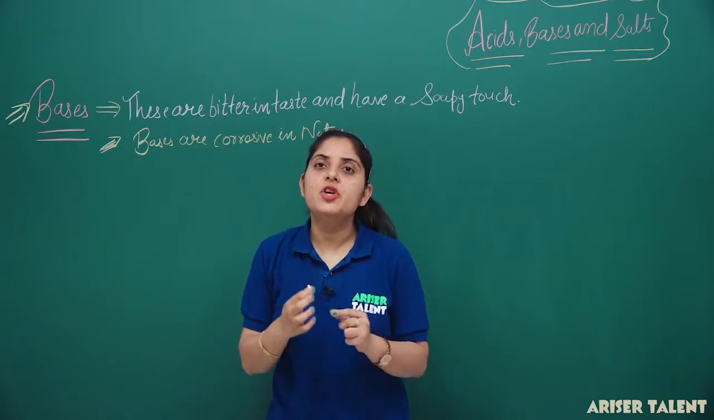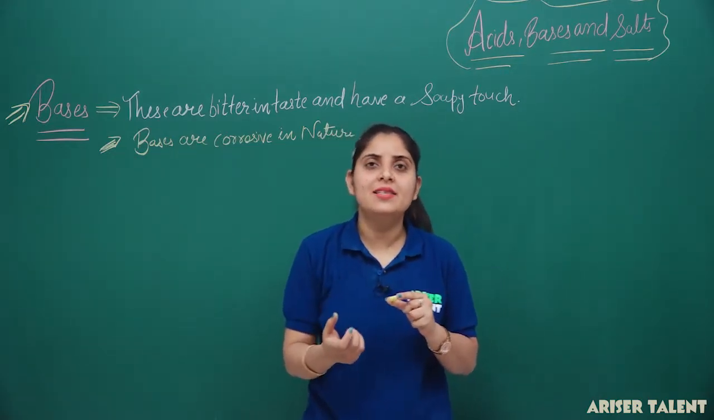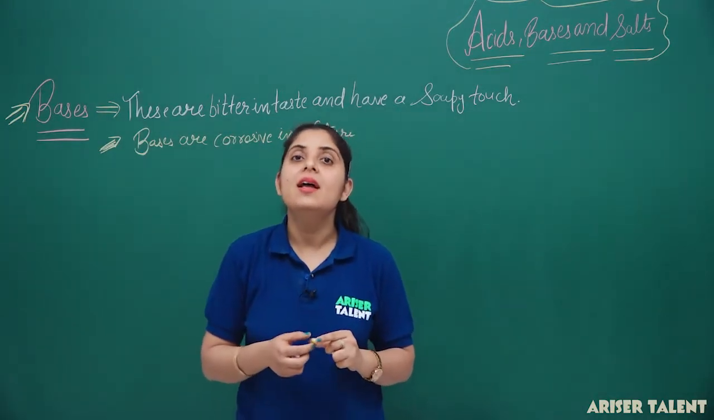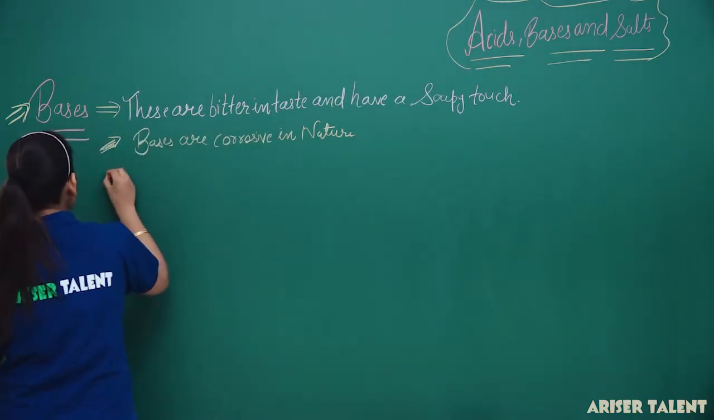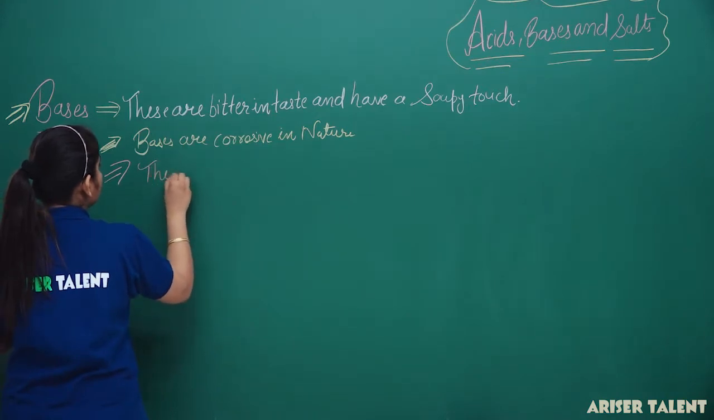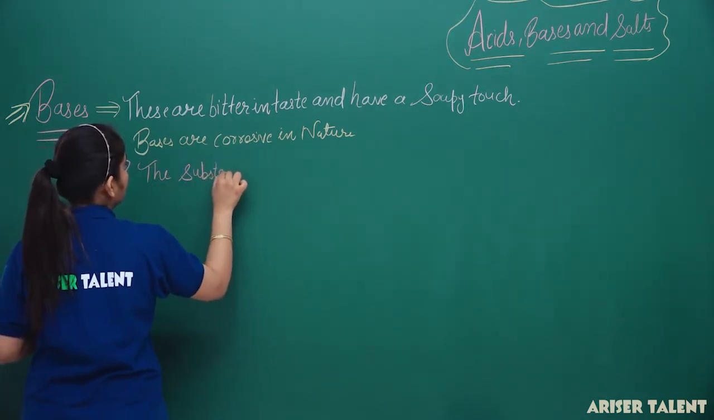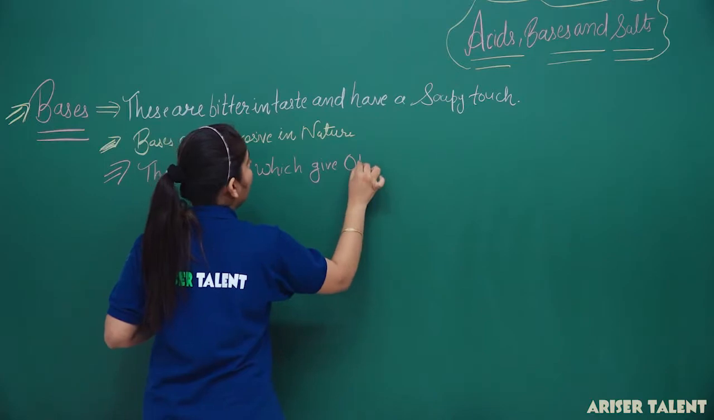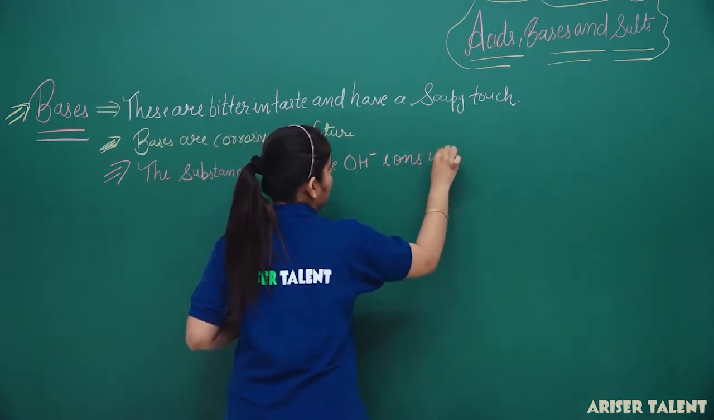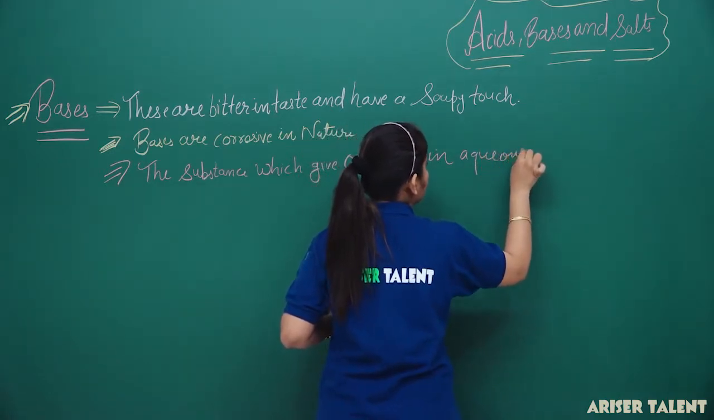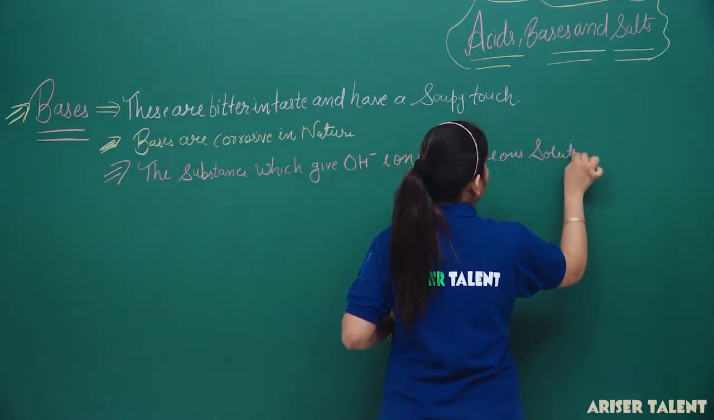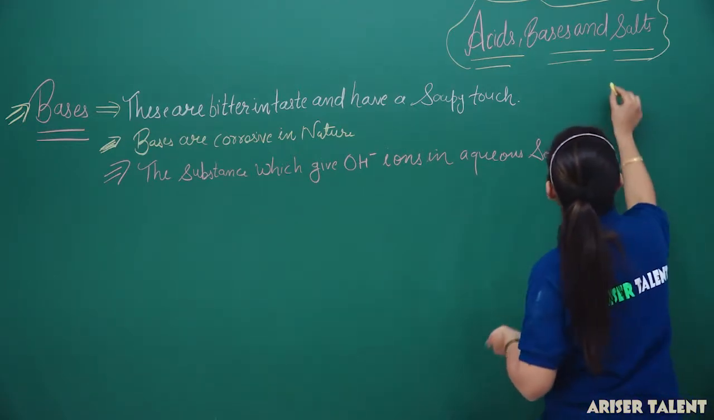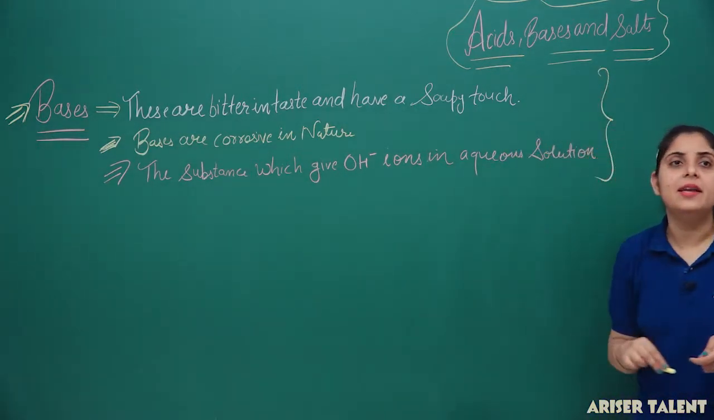Now the modern definition of the bases in terms of OH minus ions: the substances or the ions which have the tendency to give OH minus ions in the solution are considered in the category of bases. The substances which give OH minus ions in aqueous solution are termed as bases. So these will be the general criteria regarding the bases, and we have to learn 3 points regarding the definition of the bases.